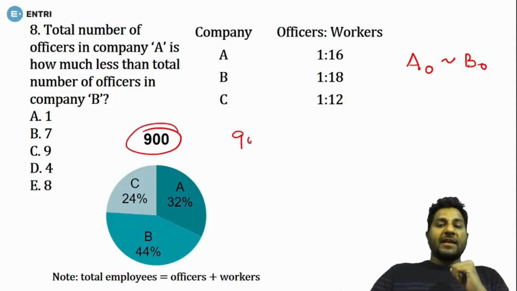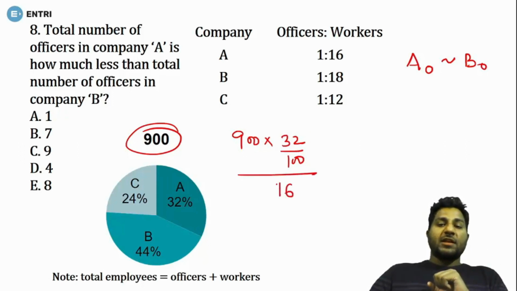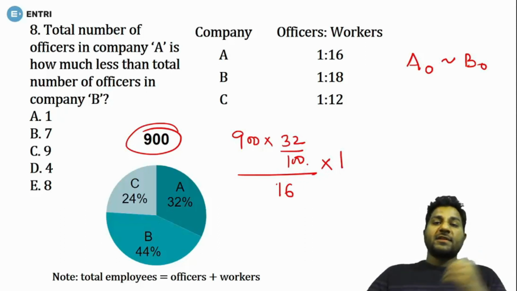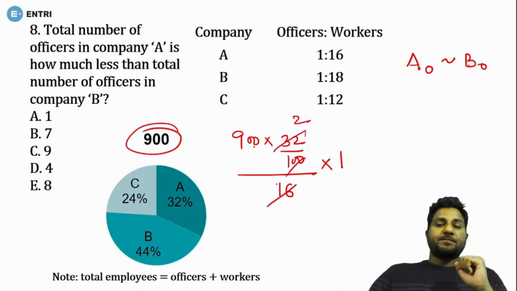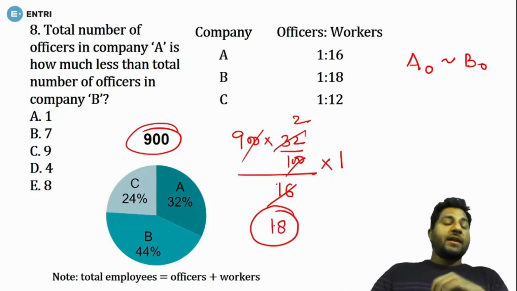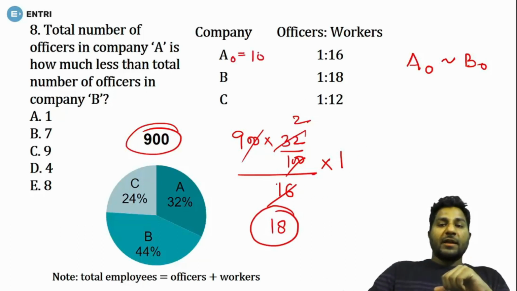Look at this. This 900 will be compared with 32%. Okay, 32% of 900 will be arrived as workers and it has to be compared with the 16 ratio. All right, and after multiplying with 1 we will be getting the value of officers in company A. So look at this, you can easily do that. That means 18 officers were there. Okay, now we have got the officers data, which was 18.